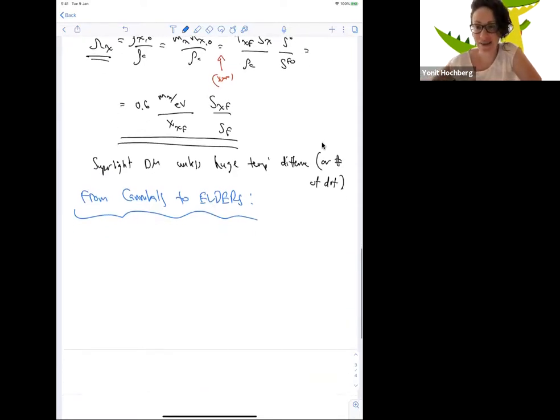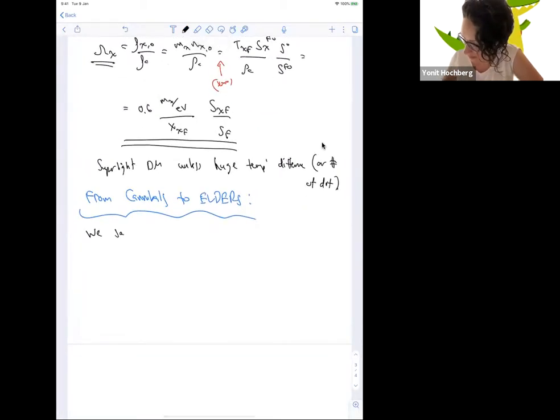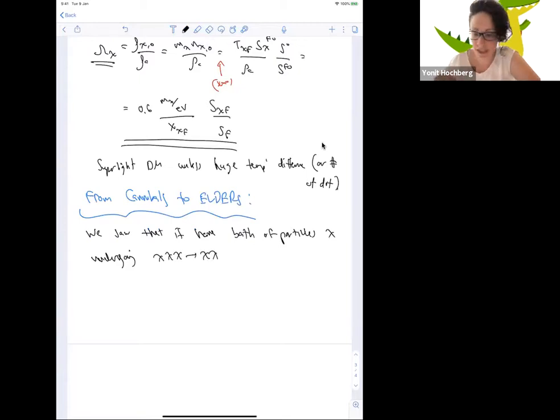Okay, so let's move now from cannibals to elders. What we just saw is that if we have a bath of particles, chi, that undergo these chi chi chi to chi chi, 3 to 2 processes, then we have cannibalization.